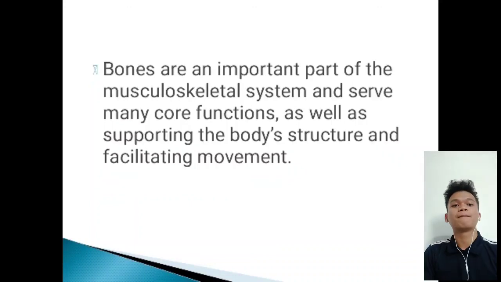Bones are an important part of the musculoskeletal system and serve many core functions as well as supporting the body structure and facilitating movement. Our bone is what facilitates our movement. So bone is a very important part. It serves many core functions as well as supporting the body structure. So that's all for our topic, the skeletal system. I hope that you've learned something.